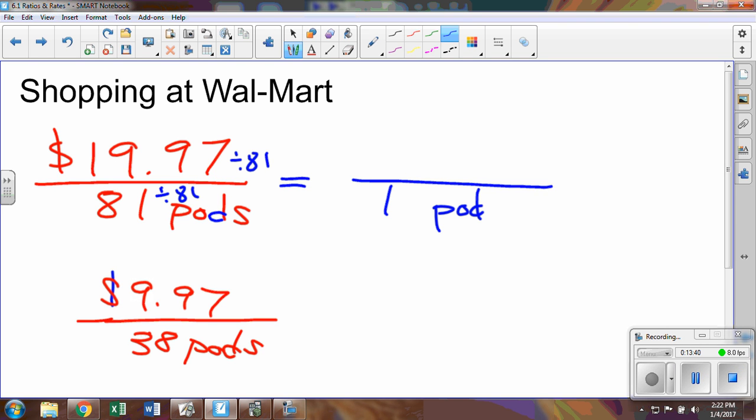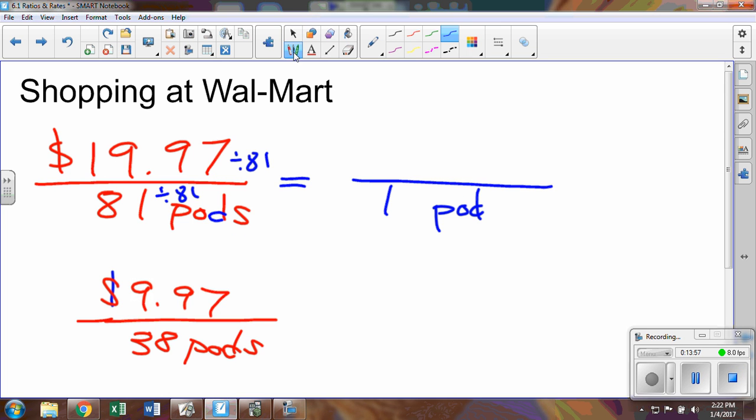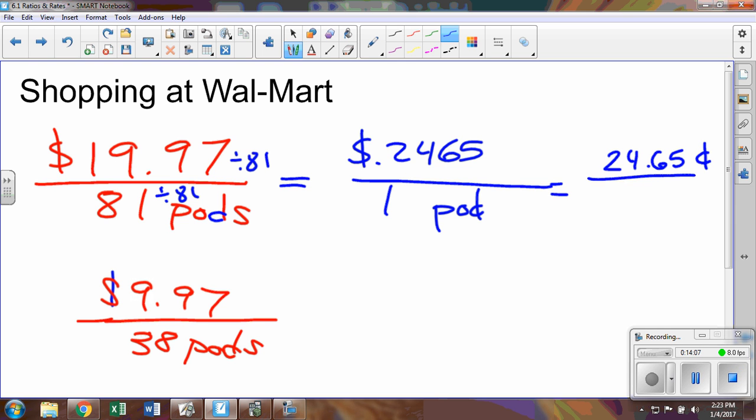And $19.97 divided by 81 pods. Again, we can grab our calculator quick and say $19.97 split up 81 of them. Gives us 0.2465. And to simplify that, make it a little bit easier, that's saying 24.65 cents per pod. That's what it would cost us for the big one. To get 1 pod, it's basically a quarter per pod.